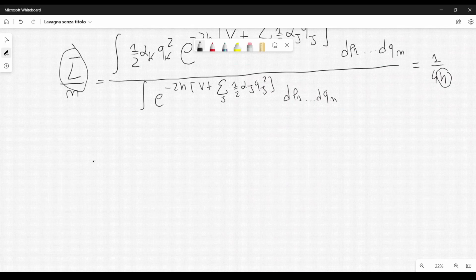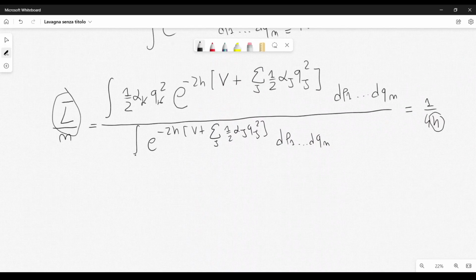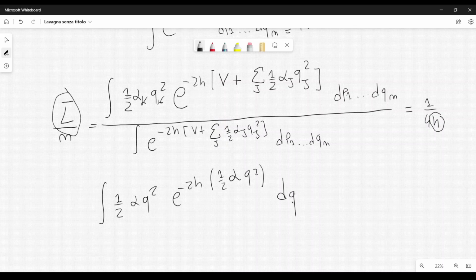Well, we are only interested in evaluating integrals of this kind. We have to integrate 1 over 2 alpha q squared e to the minus 2h times 1/2 alpha q squared dq. Why are we interested only in these integrals? Well, because v does not depend on the momenta, it depends on the positions, p1, p2, pn. If we consider just a conservative system, v is a function that depends only on the positions, not on the momenta.